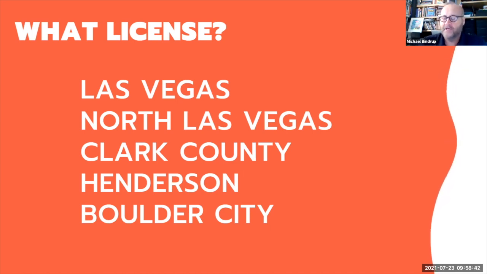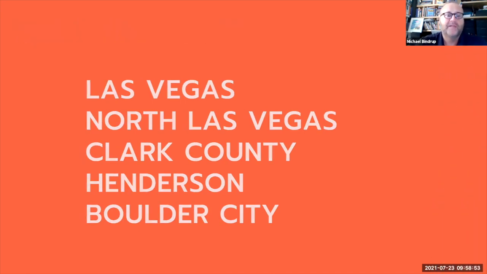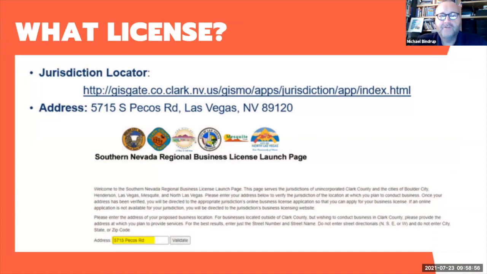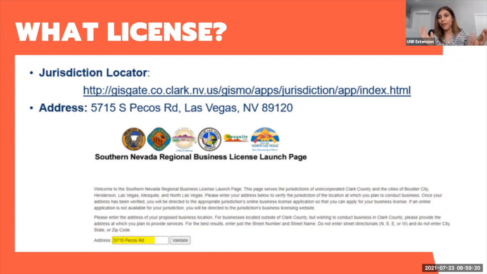Everything that's south of Sahara Avenue traditionally is in Clark County until you hit Henderson, until your address says Henderson. So where it gets complex is you may have a Las Vegas address, like our address here, 5715 South Pecos Road, Las Vegas, Nevada. It says Las Vegas, so I'm in the city of Las Vegas, right? Not necessarily. There's a jurisdiction locator on the county website, and it's this enormous long URL that's up here. So you can copy this, or maybe we can put this in the chat too. It's super long, but I'll provide a slide.